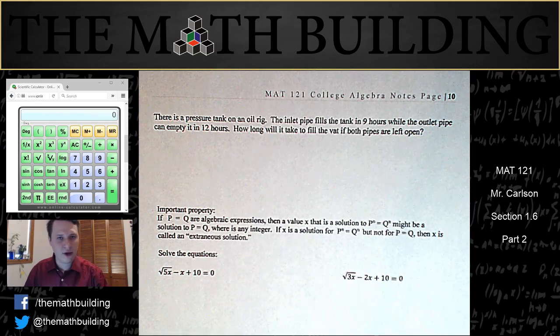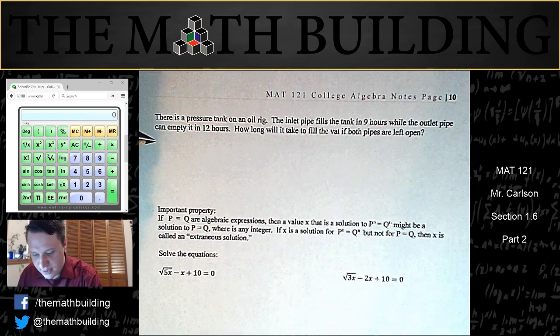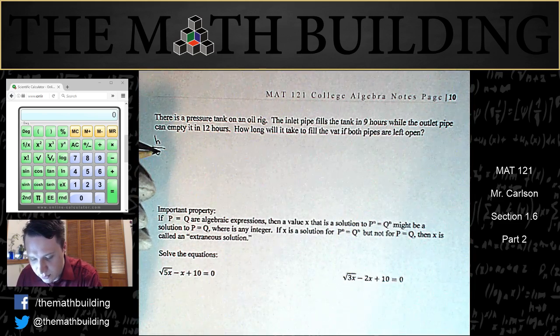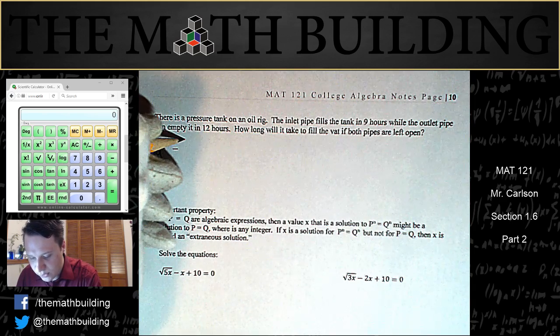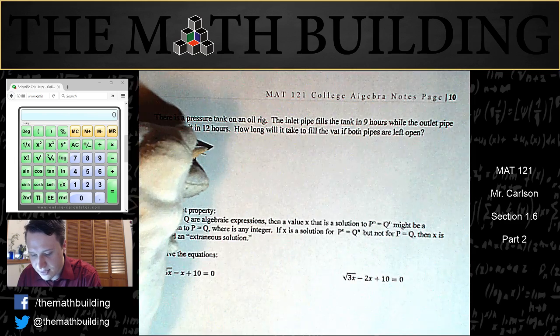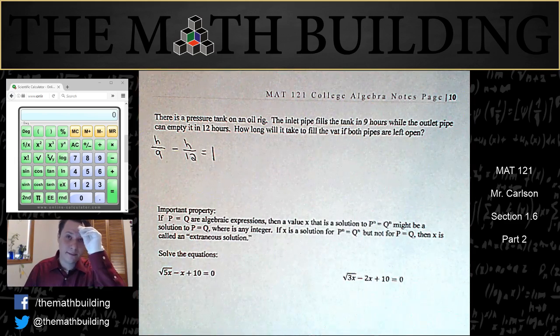And I'm just going to show you the equation to this, and you'll see why it works. The equation is, I'm going to call H hours. It takes 9 hours to fill it, and we take off 12 hours. And we set that equal to 1. So H over 9 minus H over 12 equals 1.